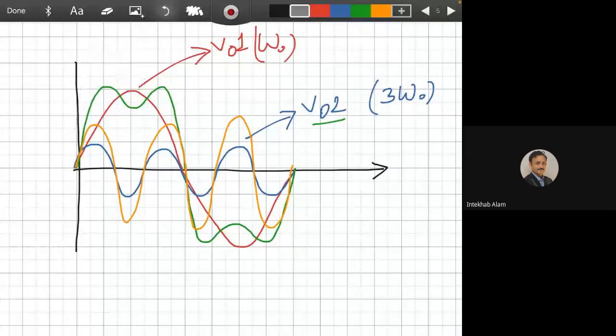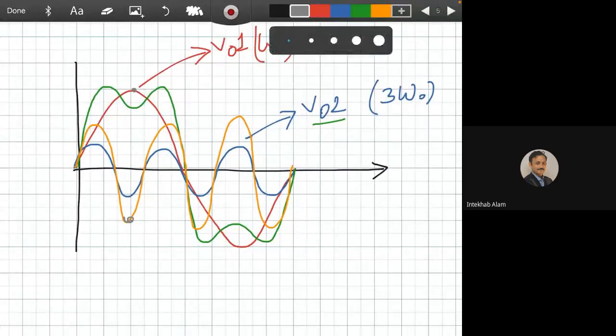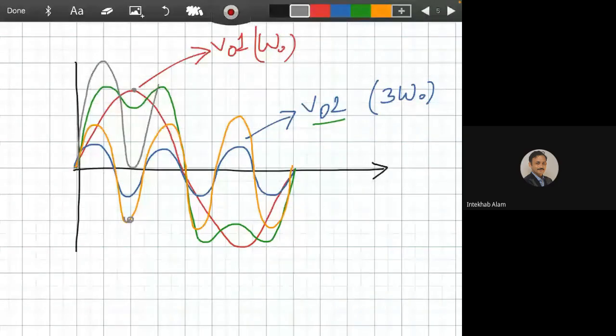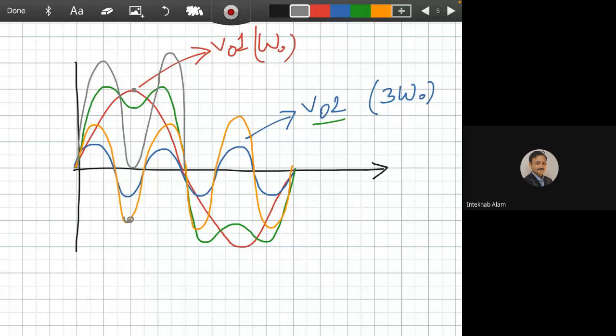You can see that this one and this one are almost the same. So the new output will become 0 here, and there is another peak. Okay, do you understand this one? Which one is better, the green one or the gray one? Green one, sir. Exactly, the green one is better.